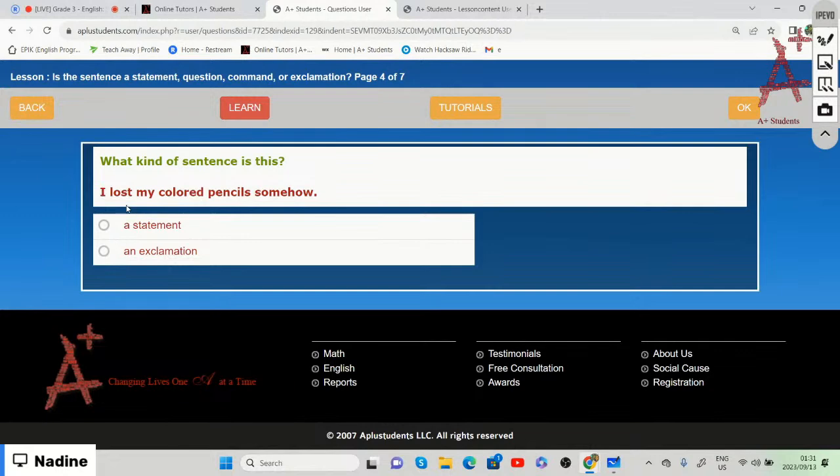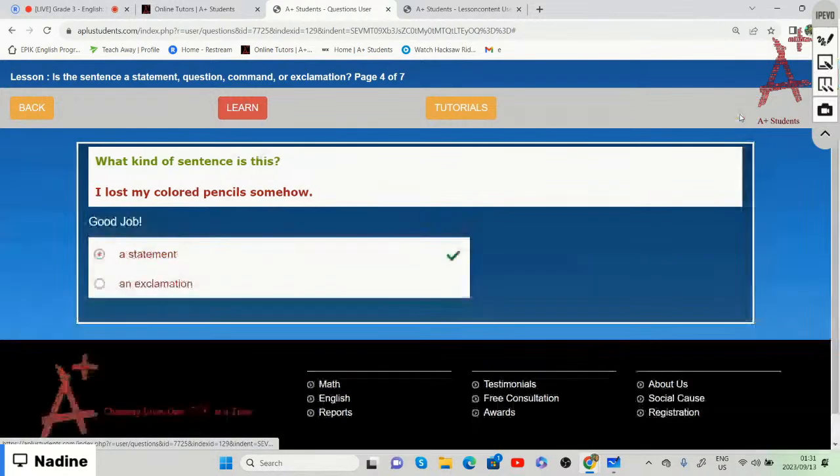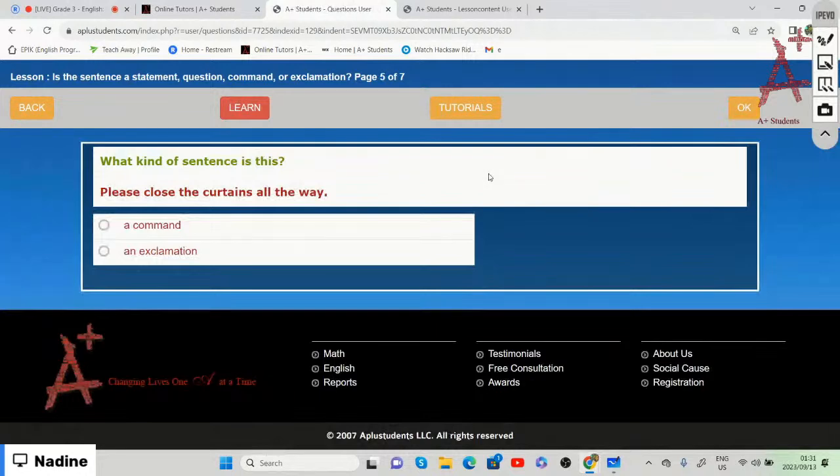And in this case, right, I lost my colored pencil somehow. This is someone just telling someone something. And it ends with a period, so this is a statement, because an exclamation ends with an exclamation point. All right.